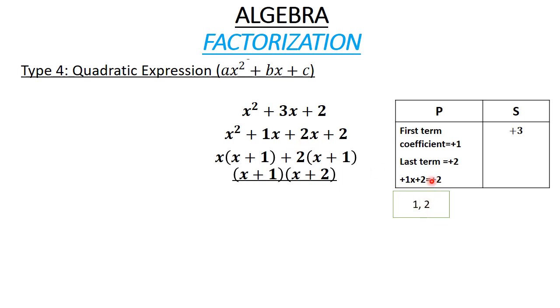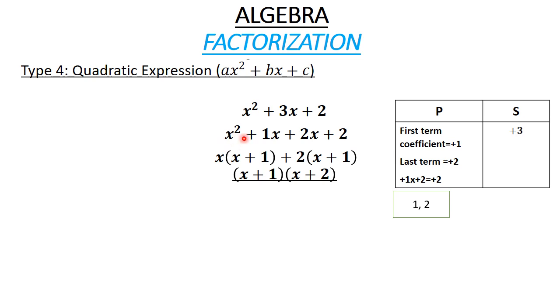That's why I like putting the signs here, so that when you're transferring these numbers, you know that they are going with the signs. So x squared plus 1x plus 2x plus 2. When you do this, now it's type 3, we can start factorizing.